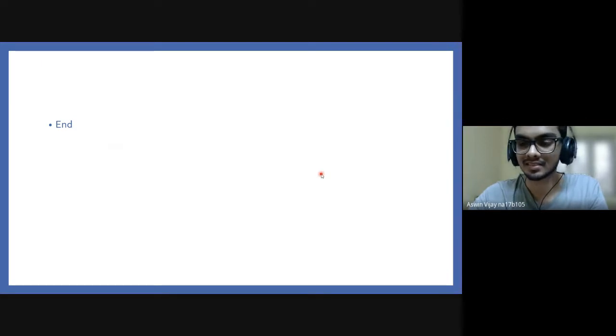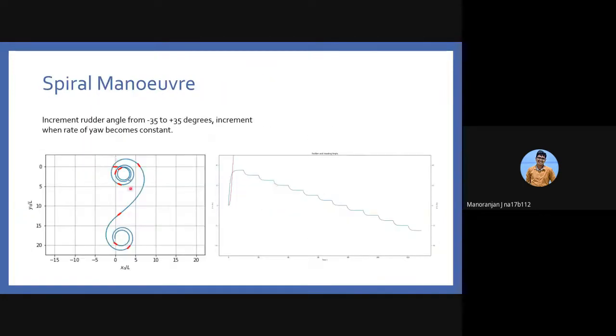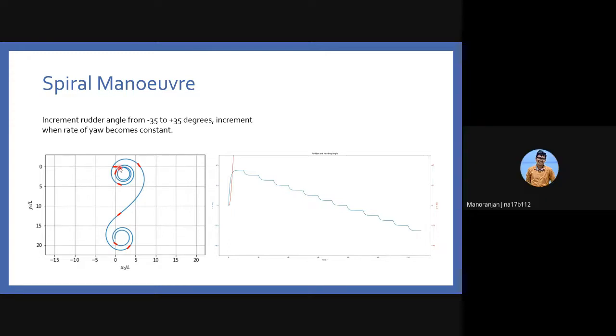Any questions? Ashwin, can you explain again how your spiral maneuver reduced the error? Like initially I just start at minus 35 degrees. Then it goes forward and it spins, right? It turns. Once it achieves a constant turning rate, what is happening here? How is your prediction error reducing here?